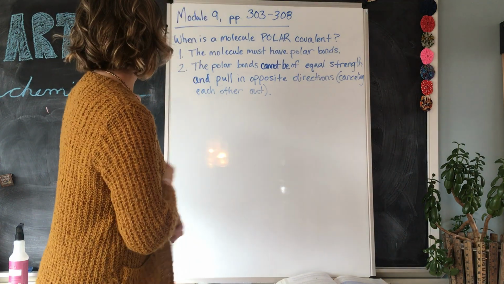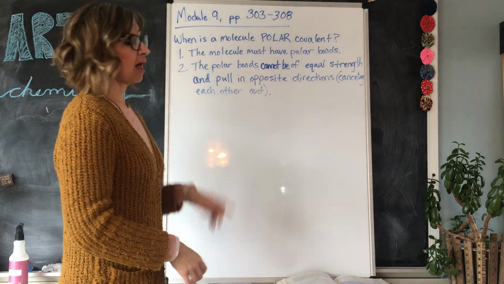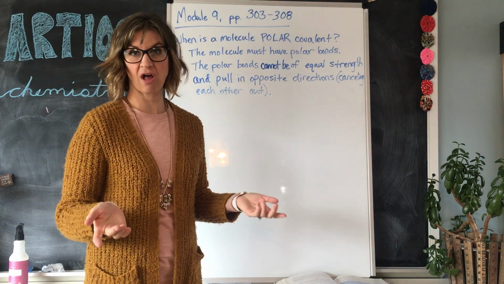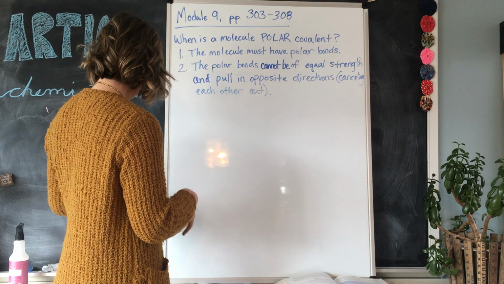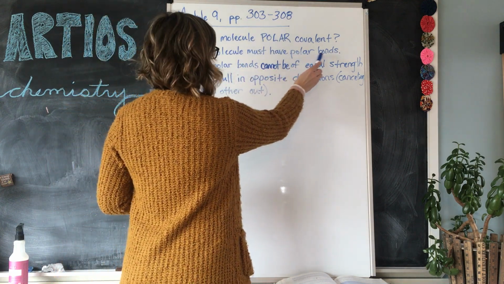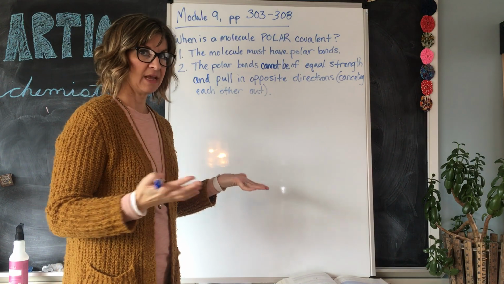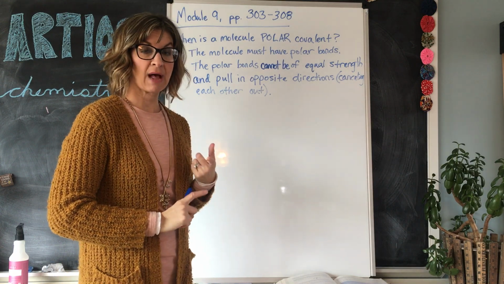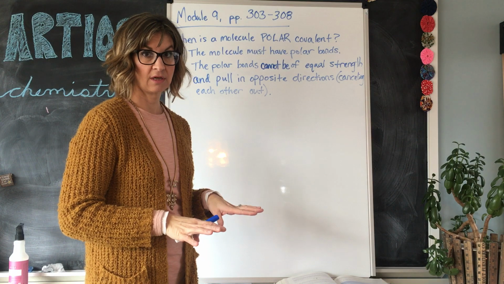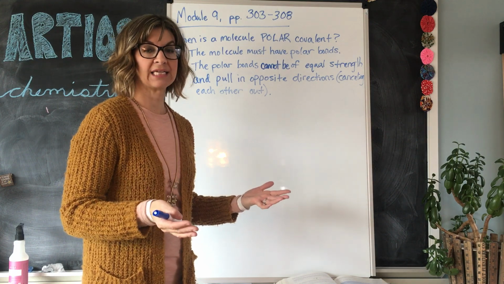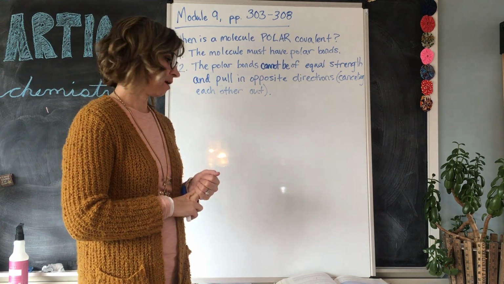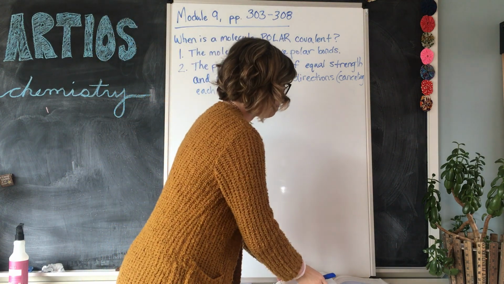Okay, here are some rules. When is a molecule polar covalent? For short, we can just call it polar. Number 1, the molecule must have polar bonds. First of all, remember that means the molecule must be covalent. It's not an ionic compound, which is a nonmetal and a metal together. We're talking about a covalent compound with two nonmetals.